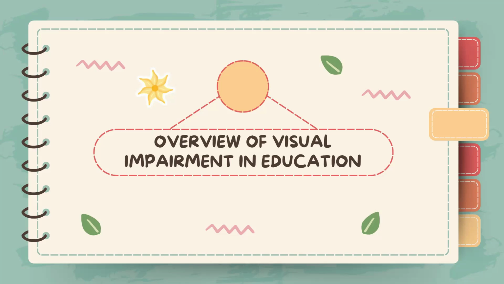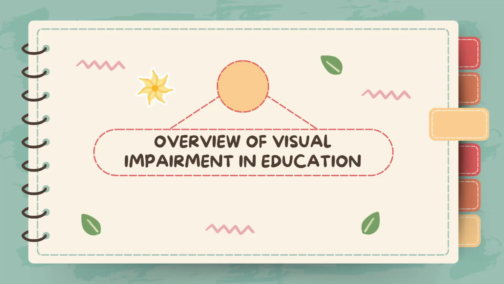To ensure equal access to education, teachers must adapt instructions by using alternative formats such as Braille, audiobooks, or tactile graphics. For example, in a history lesson, instead of showing a timeline on a projector, the teacher can provide a tactile timeline with raised lines and braille text so the students with visual impairments can explore it through touch.